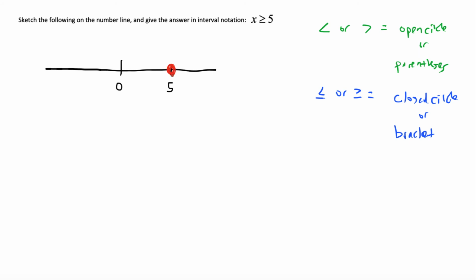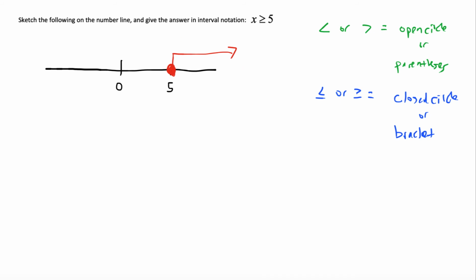Okay? And then we have to point to a direction. How do we know if we're going to go to the left or to the right? Well, if you think about it, x greater than or equal to 5. If I ask you, give me all the numbers that are greater than or equal to 5, then you would say all the numbers in this direction, like 6, 7, 8, 9, and so on and so forth. And remember, everything in between as well, like 5.1 and 5.001. So basically, we want to go to the right.